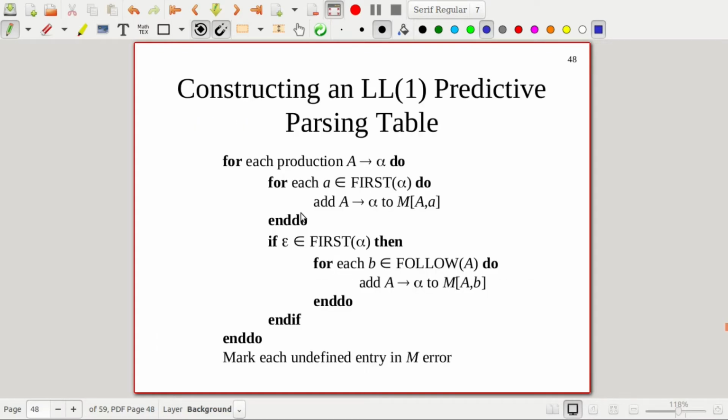So this is the algorithm for constructing an LL1 predictive parsing table. For each production A → alpha, for each a a member of first of alpha, add A → alpha to M[A, a].